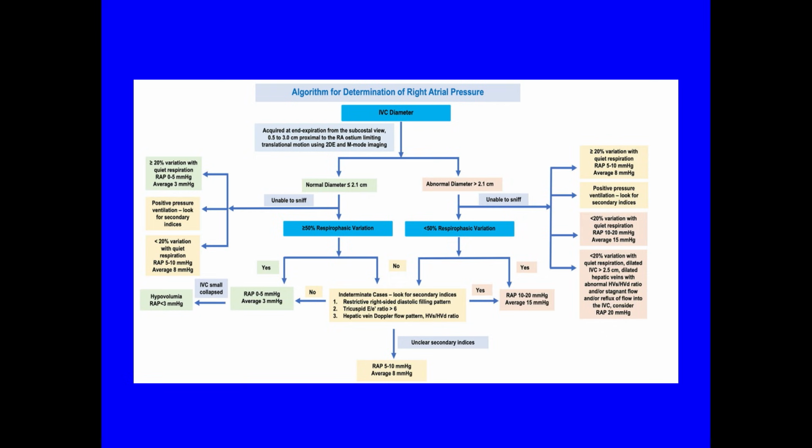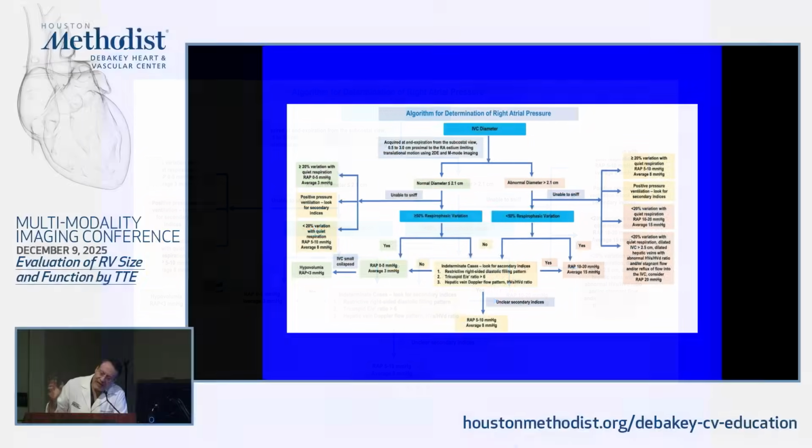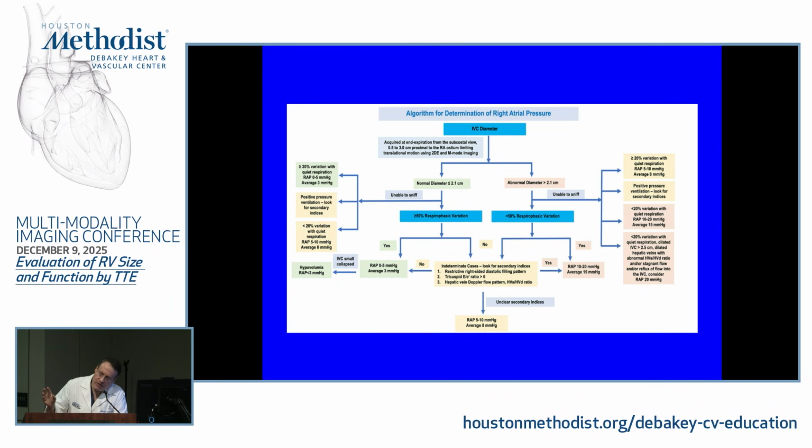The other side of it is, if you have an IVC that is more than 2.1 centimeters with less than 50% collapse with sniffing, then RAP here is elevated, 10 to 20, and use a value in the middle, 15. If the IVC is more than 25 millimeters, then this is an RAP more than 25.